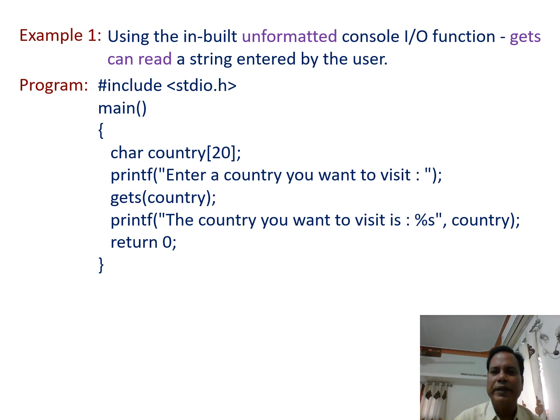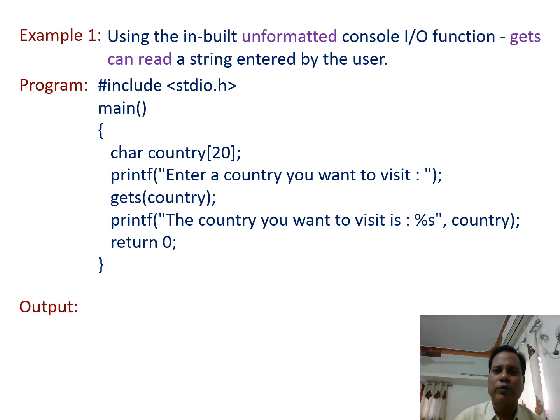And then using the next printf statement, we print the name of the country using the format specifier %s, which is used to print the character string. So whatever the country character array contains, those characters get printed at this point.